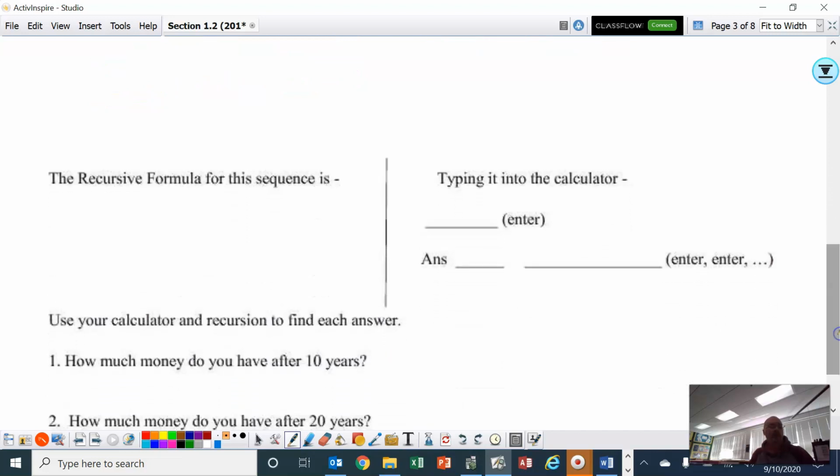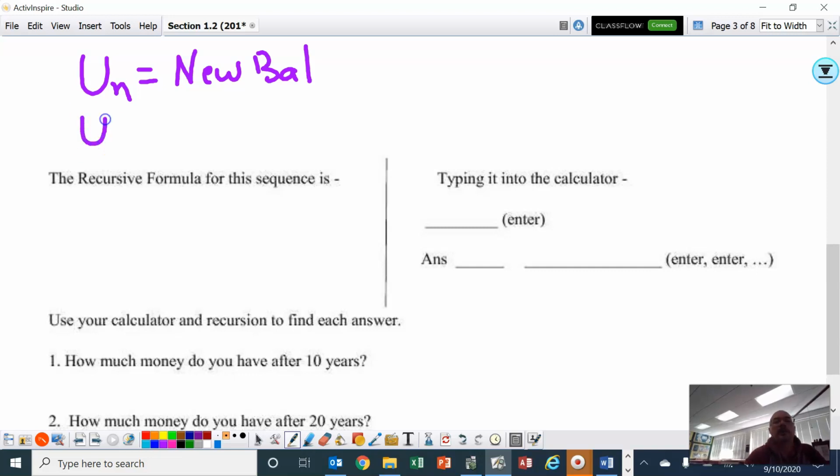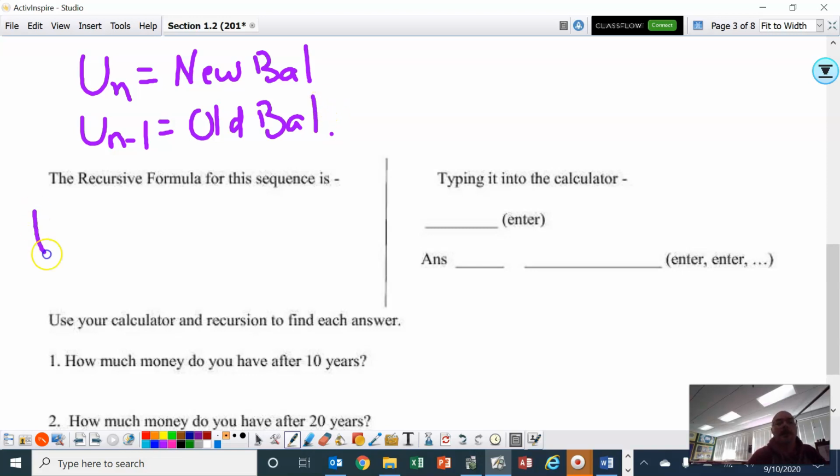So we're going to actually write a recursive formula for this sequence. You're going, well, how does that work, Mr. Ellering? All right, well, first of all, remember we use U sub n. Okay, we're going to let the U sub n represent the new balance. And we're going to let the U sub n minus 1 represent the old balance. All right, so what I'm doing is I'm pulling in what we did in our last lesson. So how do I write a recursive formula for this, Mr. Ellering? All right, well, I'm going to go U sub n equals U sub n minus 1.